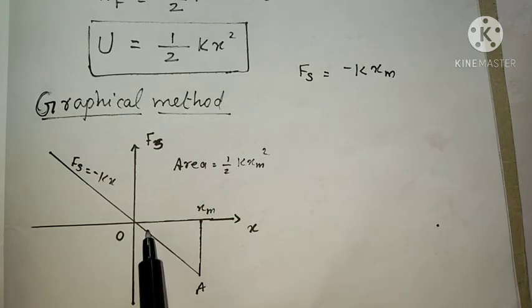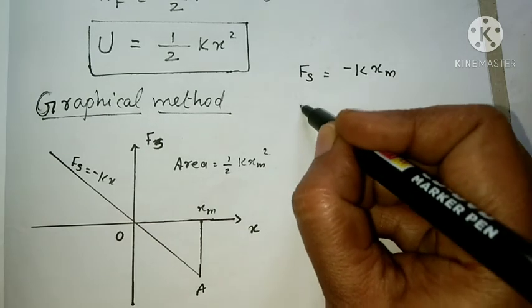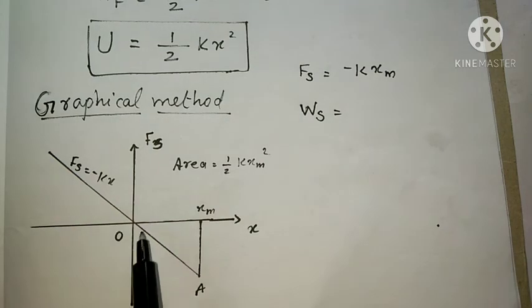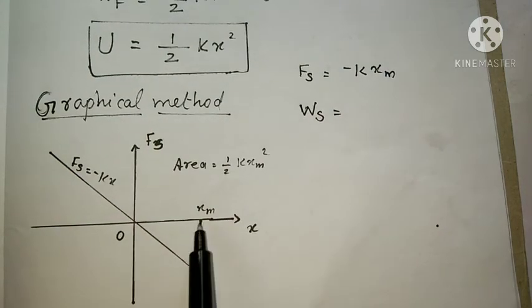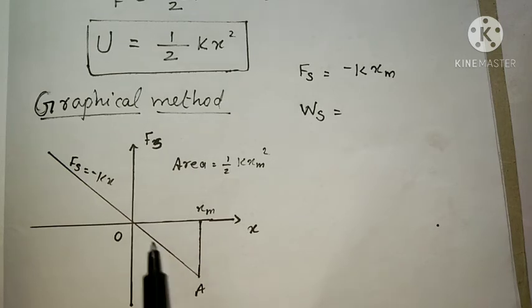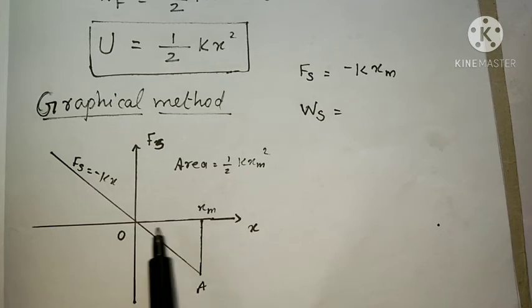So the work done by the spring force for an extension xm is Ws. How can you calculate the work done from the graph? It is equal to the area under the graph. So here we can consider this portion. The work done by the spring force for an extension xm is equal to the area under the graph.